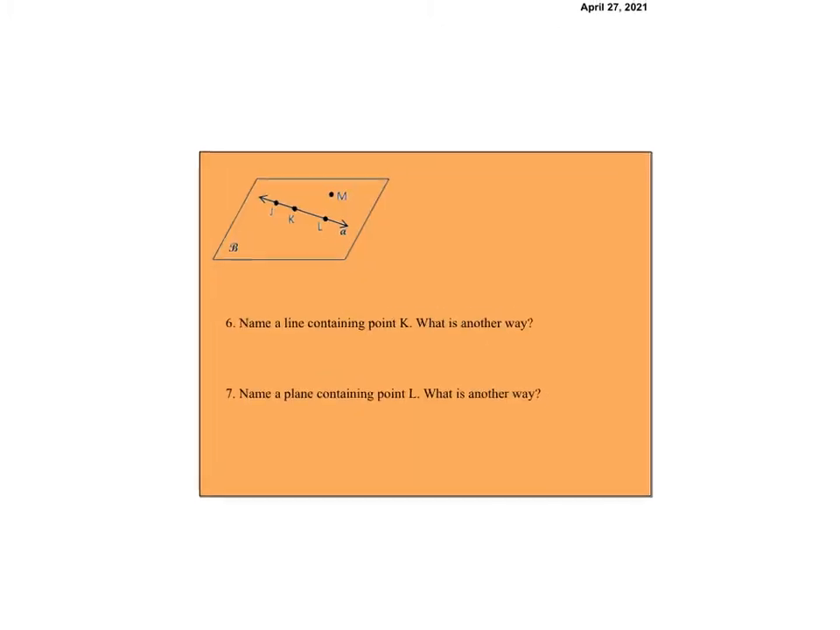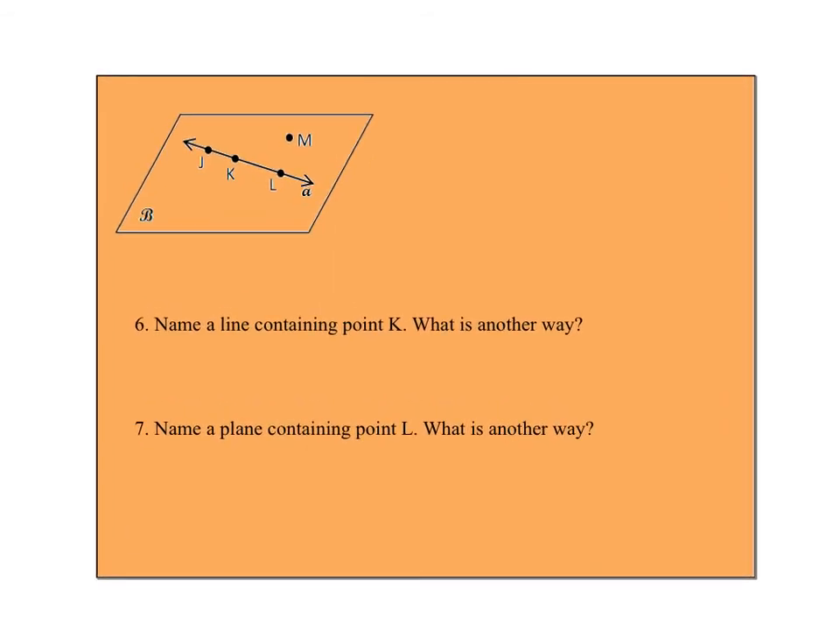So now let's take a look at what we got here. We have a plane, and this plane is named B. We've got several points. J, K, and L are all on the same line, and that line is called A, or at least one name for that line is A. You can name it other things. Then you have point M, which is not collinear with J, K, and L, but it is coplanar.